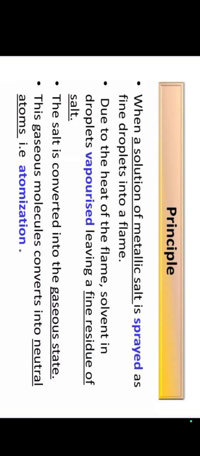Principle: when a solution of metallic salt is sprayed as fine droplets into the flame, due to the heat of the flame, the solvent in the droplets vaporizes, leaving a fine residue of salt. The salt is converted into the gaseous state, and this gaseous state is then converted into neutral atoms. That is called atomization.